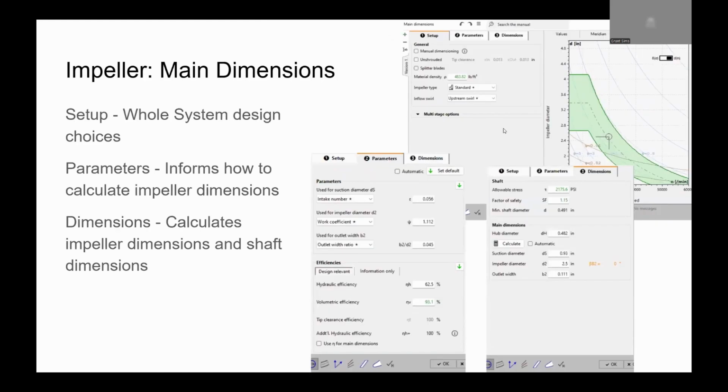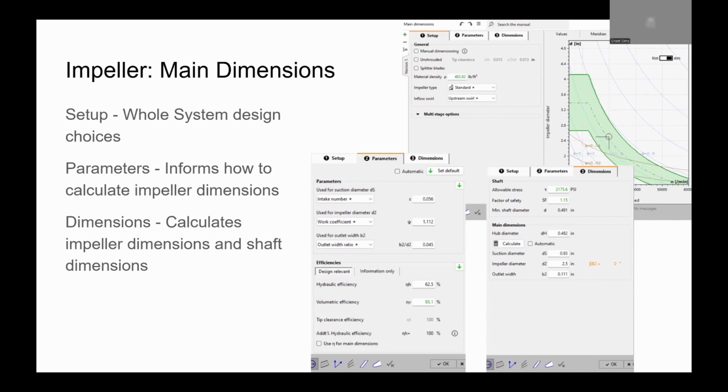This is where you build out the basic skeleton of your impeller. So you get your dimensions: your diameter, your width, your hub diameter, eye diameter, or I think this one calls it hub diameter. They're basically the same thing.